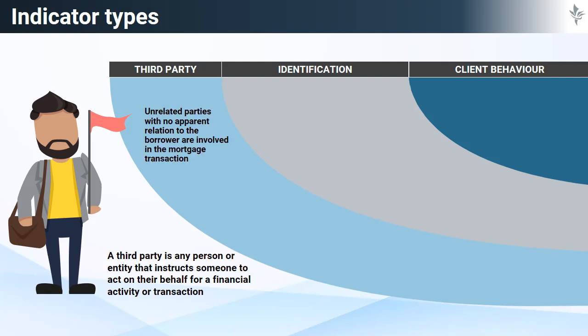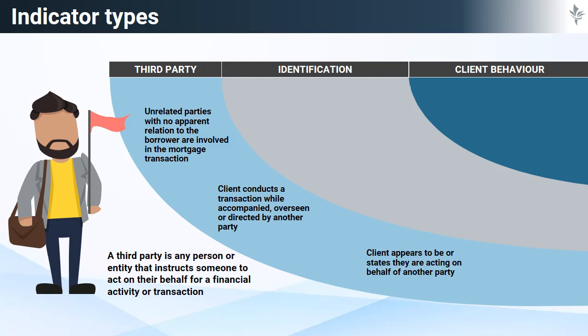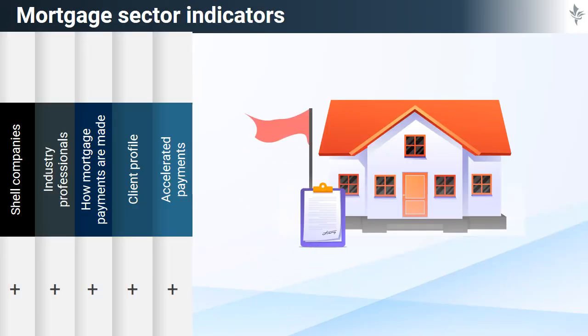An example of a third-party indicator is when unrelated parties with no apparent relation to the borrower are involved in the mortgage transaction by making the initial deposit or acting as a guarantor. Other examples are when a client conducts a transaction while accompanied, overseen, or directed by another party, or when a client appears to be or states they are acting on behalf of another party. The last indicator type that we will be highlighting in this video are indicators that are specific to the mortgage sector. Let's take a look at some of the more prevalent ones.